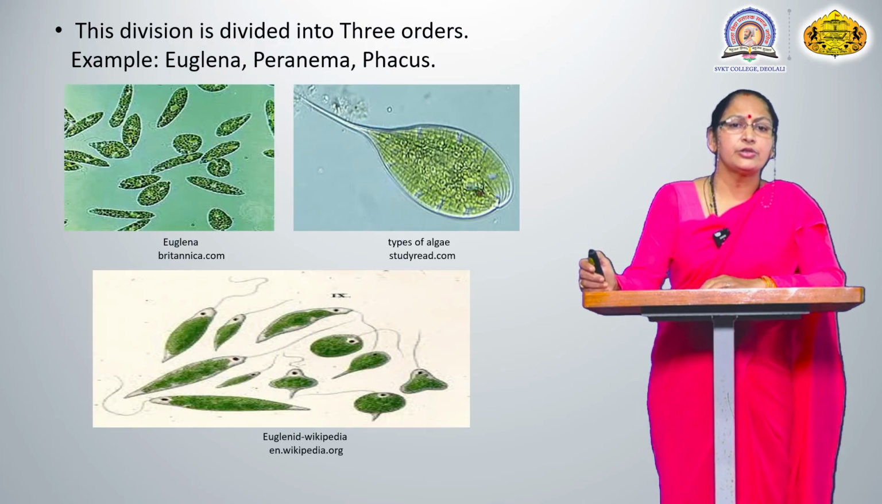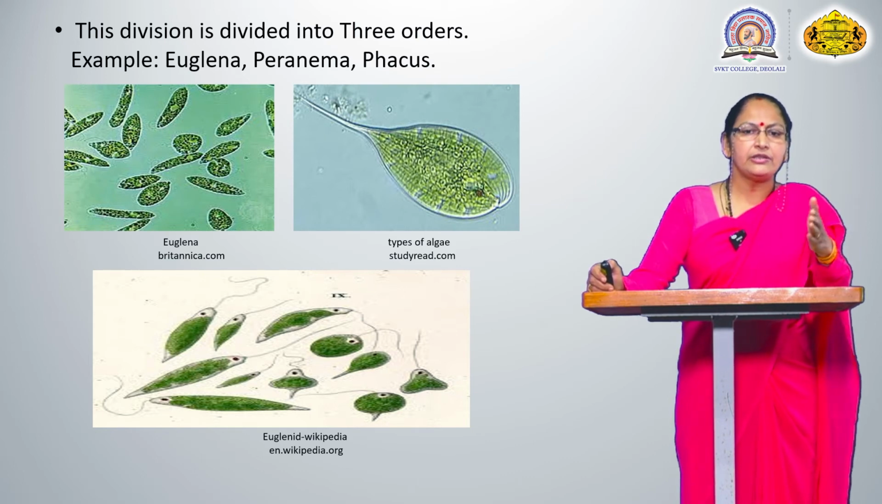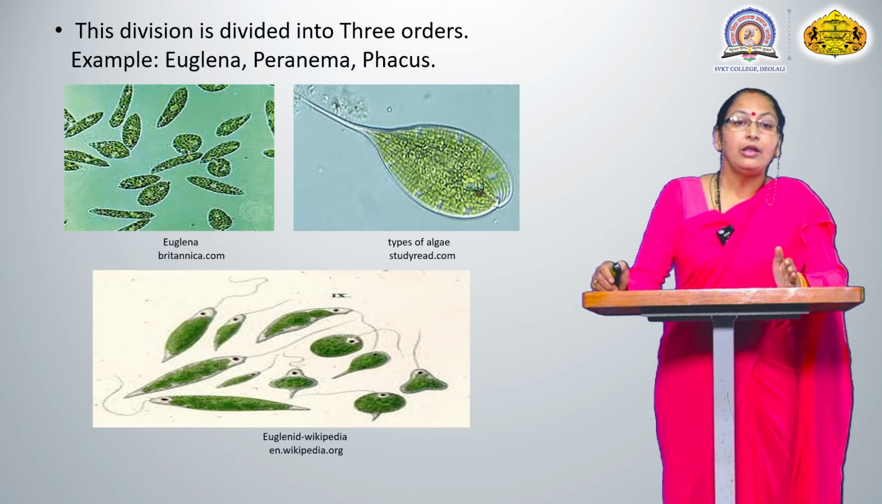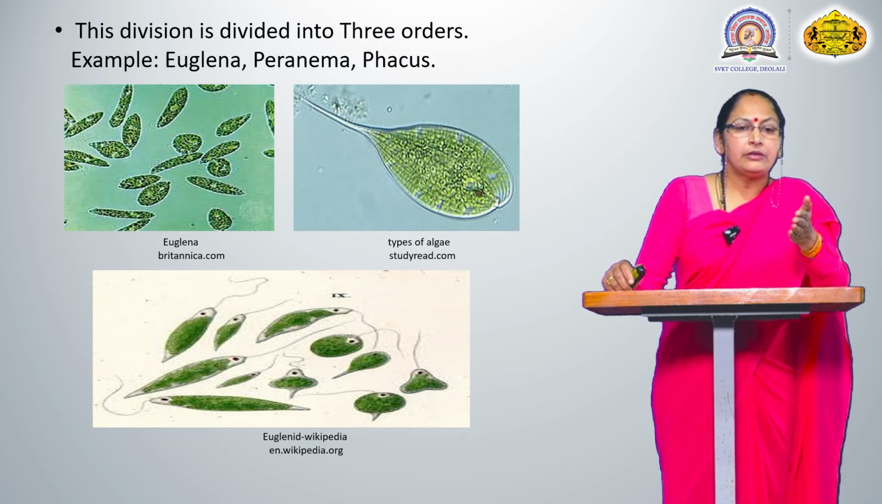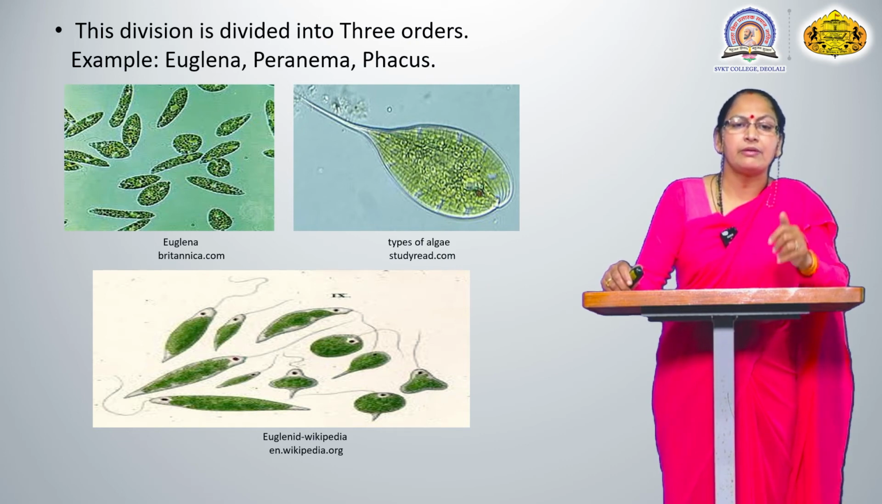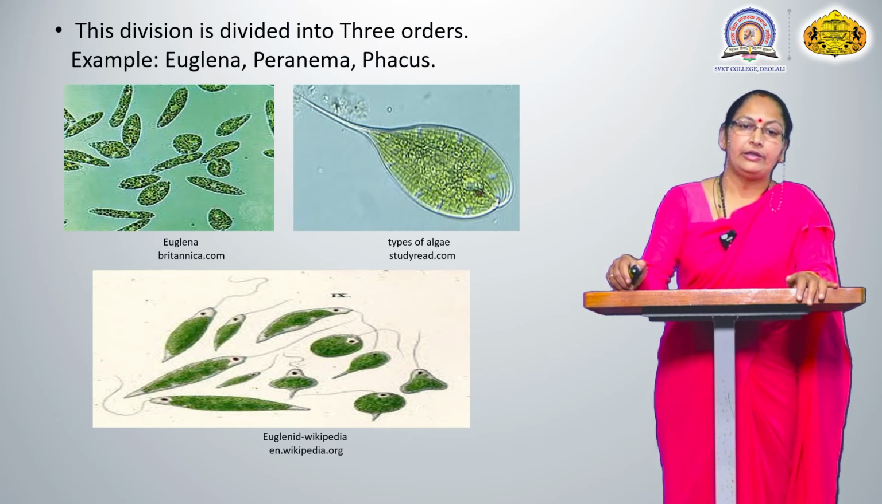This division is also divided into 3 orders. In the next lecture we will see the orders, up to order division. But for examples, Euglena is an alga. Phacus is also a good example of Euglenophyta, and Euglena is a good example too. See in the pictures. These are diagrams. See the examples of the Euglenophyta.